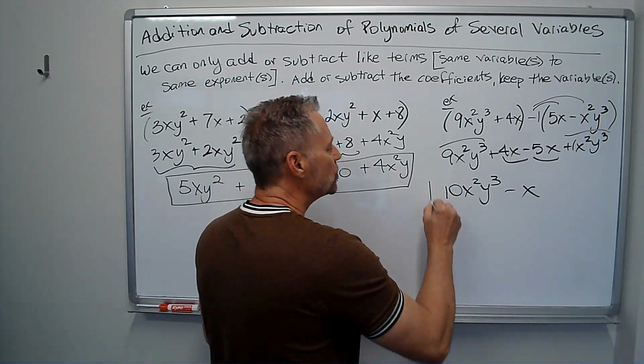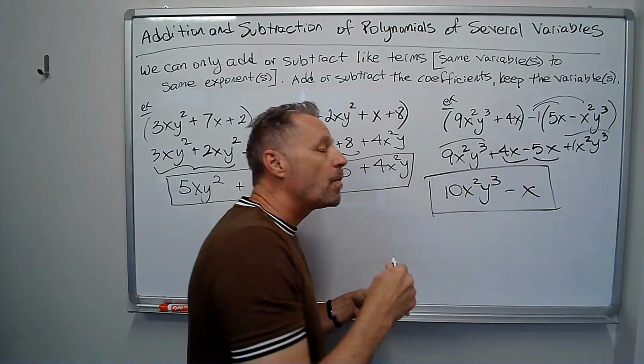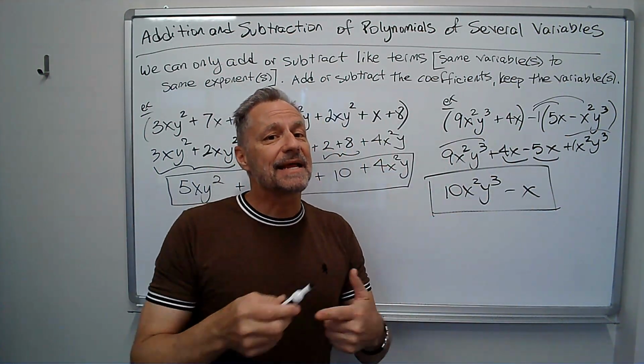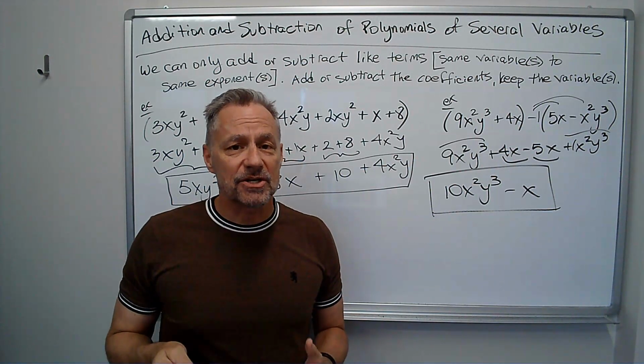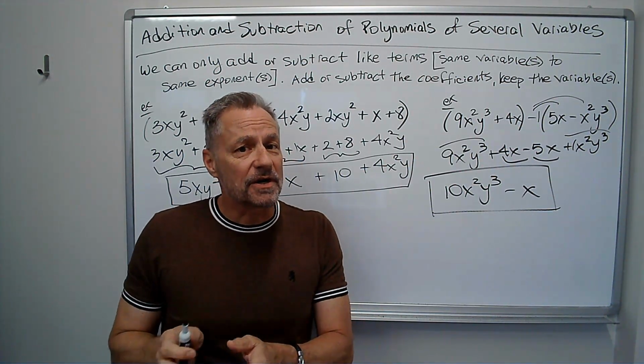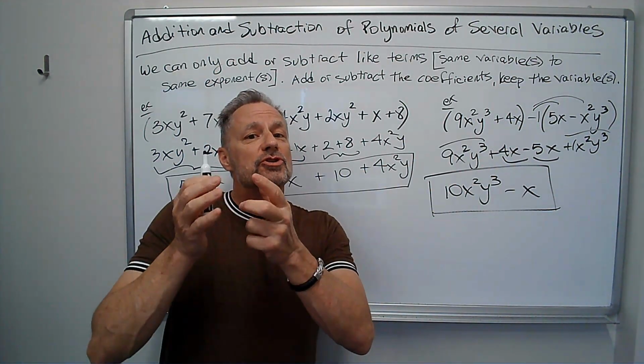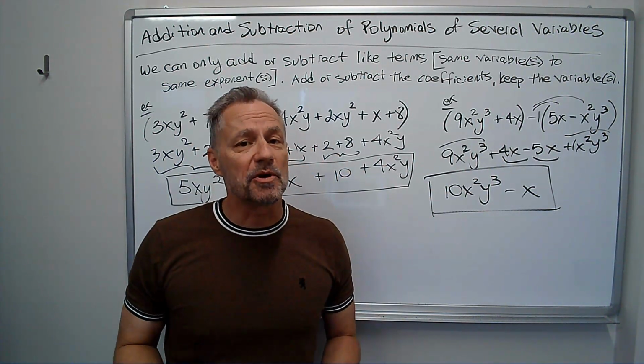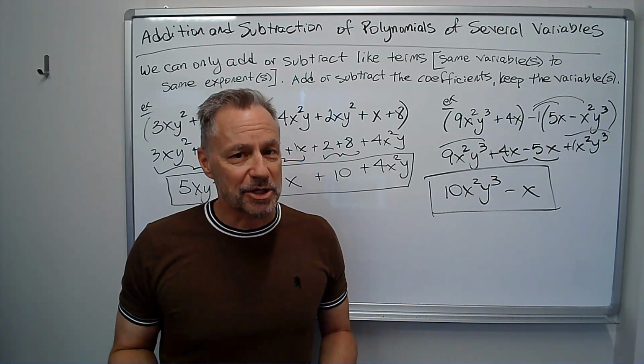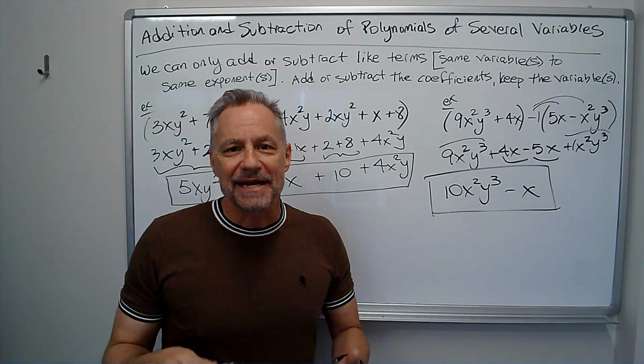Okay? So don't get confused about what you can and what you can't add or subtract. They have to be like terms. The number in front can be different, but all the variables to each of their individual exponents have to be the same to be like terms. Then you can combine and simplify those.